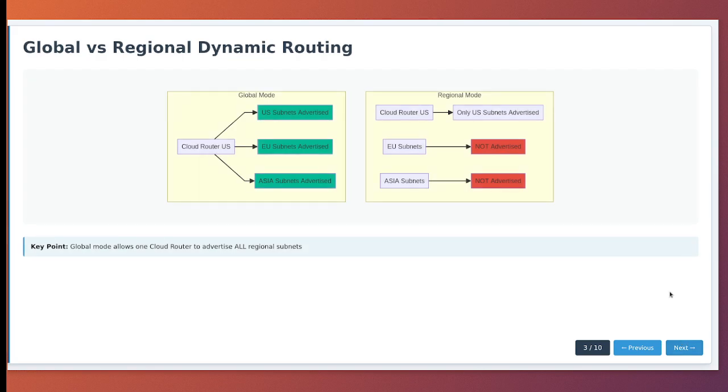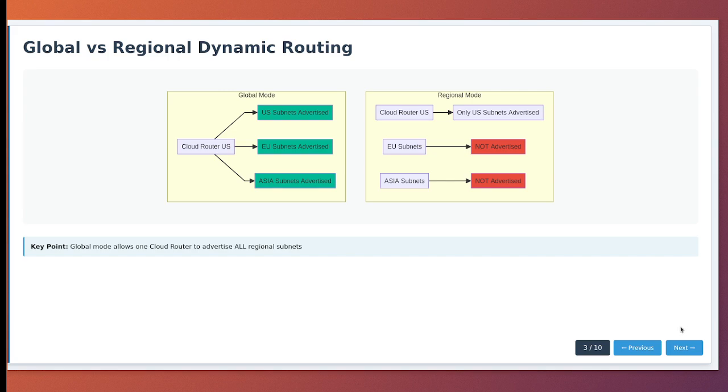Understanding the difference between global and regional dynamic routing modes is crucial for this question. In regional mode, cloud routers only advertise routes from subnets in the same region. For example, if you have subnets in US Central 1, Europe West 1, and Asia East 1, a cloud router in US Central 1 with regional mode will only advertise the US Central 1 subnets to your on-premises network.